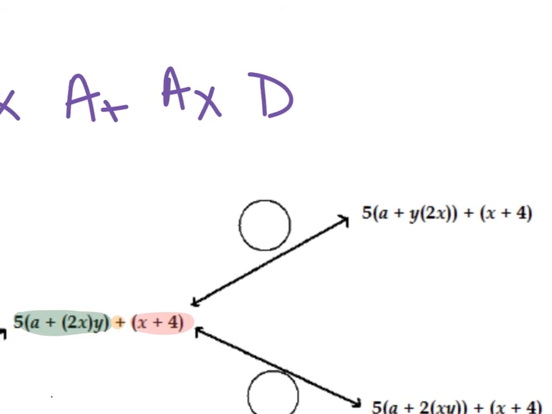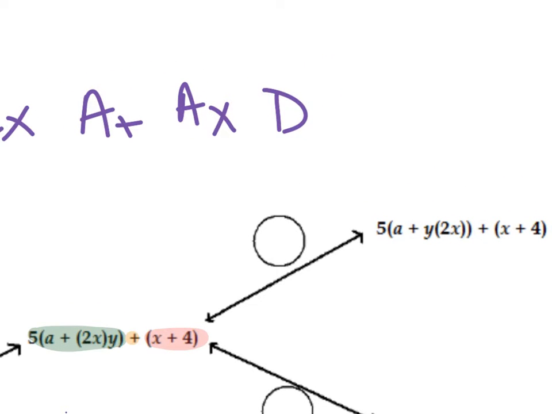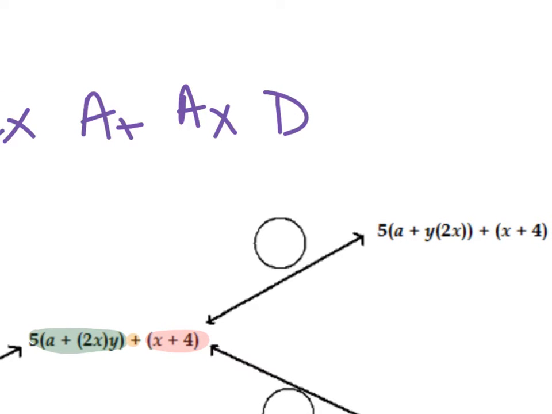Next, let's see what we got. It looks like the difference here, I'll use arrows this time, is, let's see, what's different? The x plus 4 is the same. 5 times a plus, right here. So before it was 2x times y, now it's y times 2x. So they just switched the order, 2x times y, y times 2x. So that is commutative property of multiplication this time because we were multiplying.